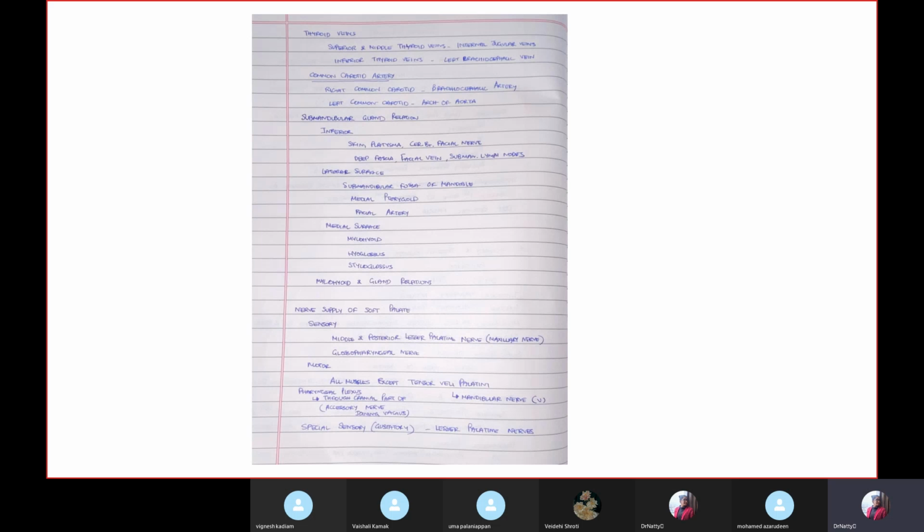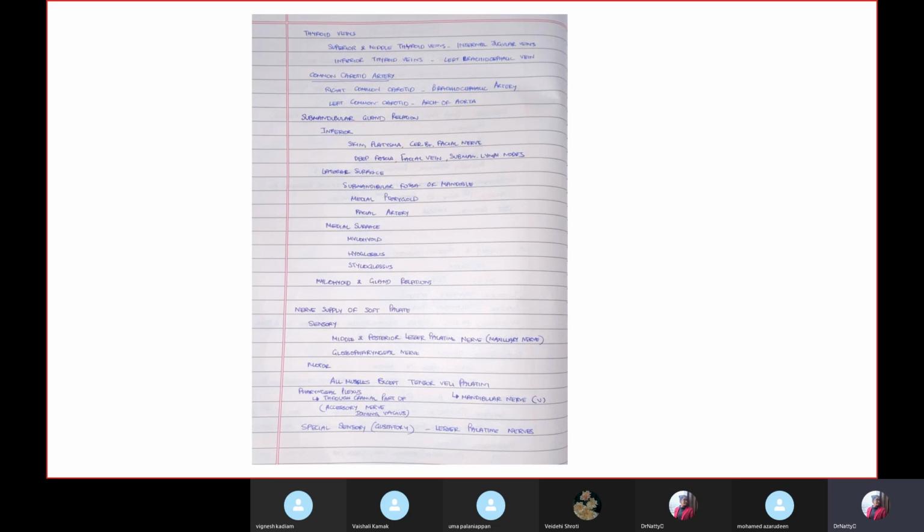Then the submandibular gland relations. You don't need to know all the surfaces, but the medial surface is very, very important. The three muscles which are related medially to the submandibular gland are mylohyoid, hyoglossus and styloglossus. These are the three muscles related to the medial surface of the submandibular gland.